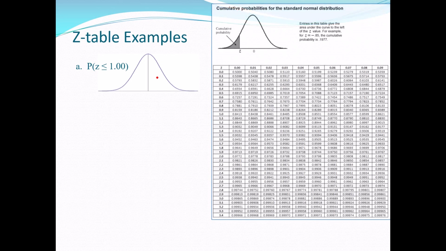So let's move on, and let's start with an example. Let's start with a probability, and there's really 2 types of problems when you're working with normal tables or Z tables. One is a probability type problem like this, and I'm asking what's the probability Z, the standard normal random variable Z, is less than or equal to the value 1.